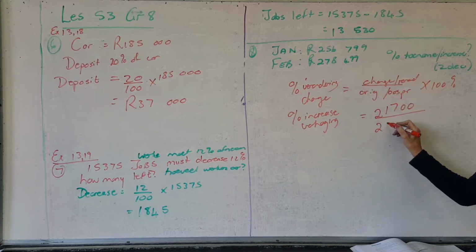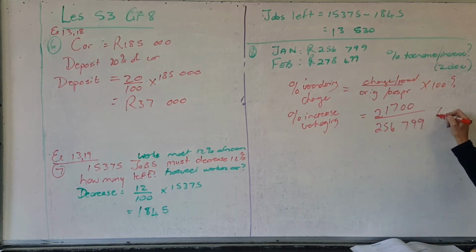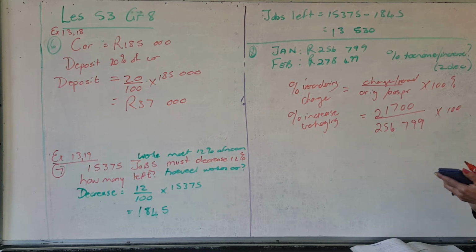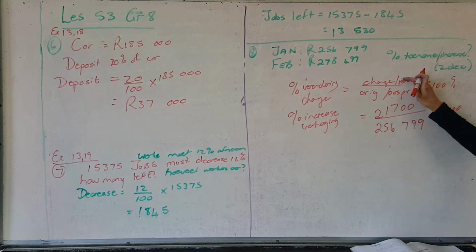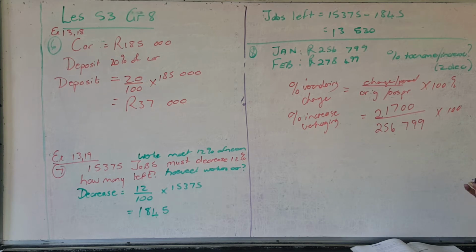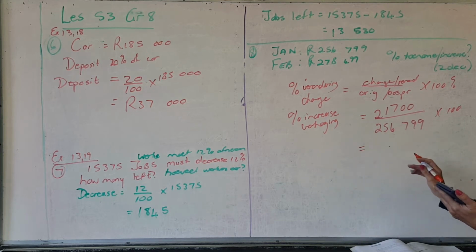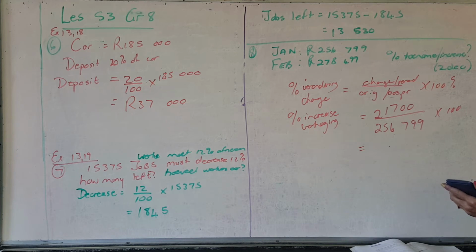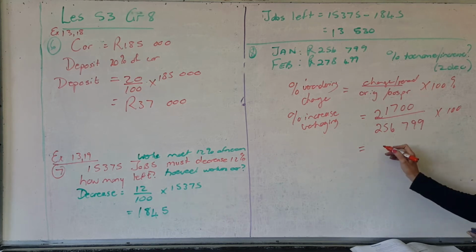So that was 256,799 times with 100. So you must divide this amount by that and times it with 100. Times with 100 gives me, oopsie, now I'm sure I did something wrong here, 21700 divided by 256,799 times with 100 gives me, that's better. I had something like 100 and something, I don't know what I pressed there.